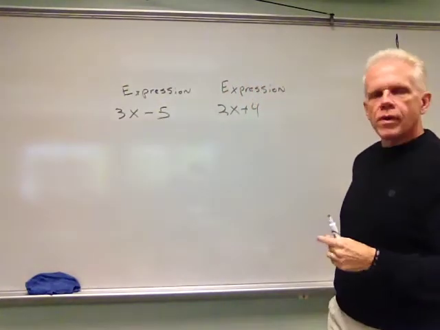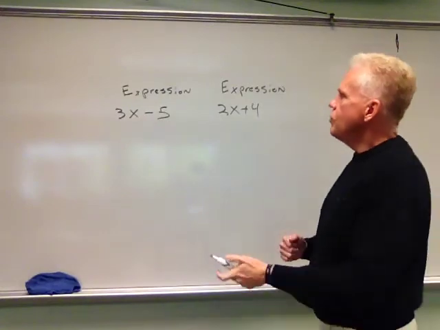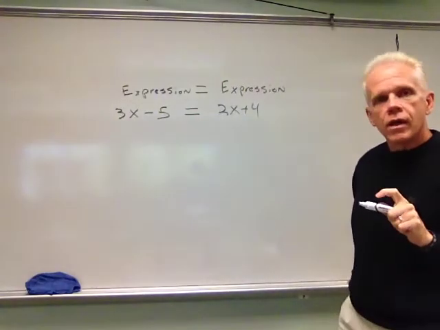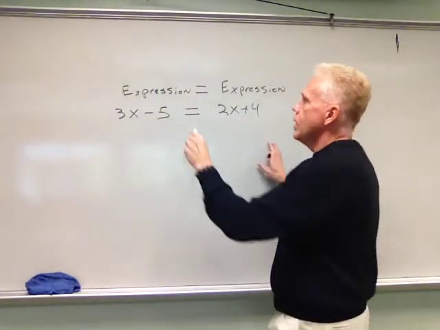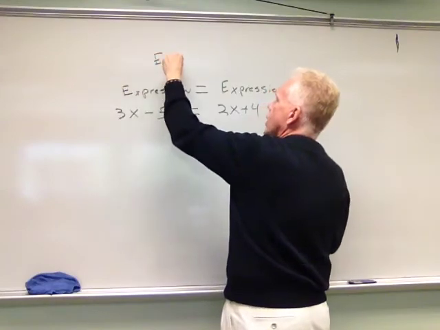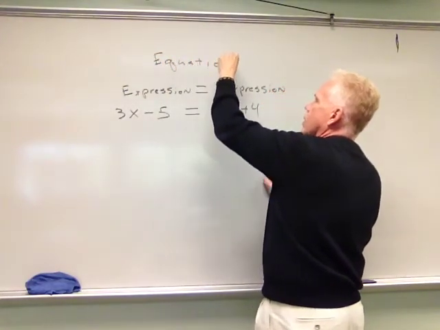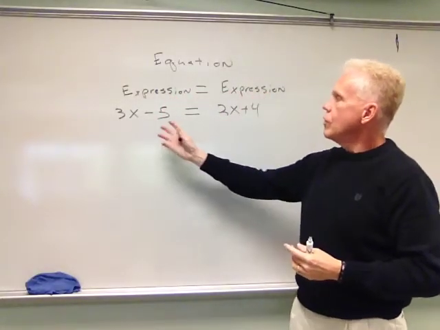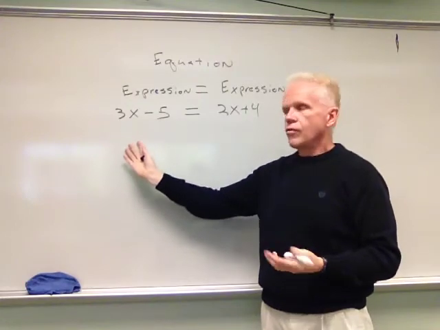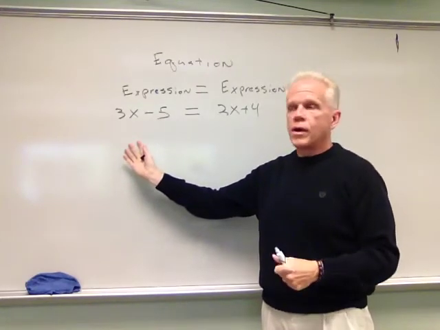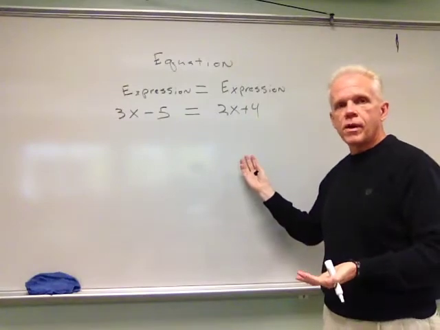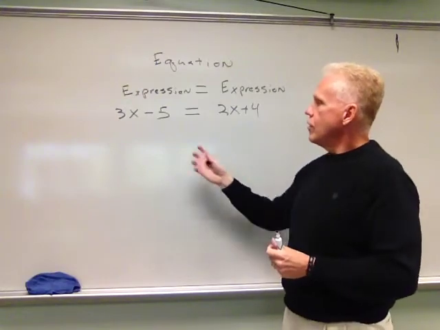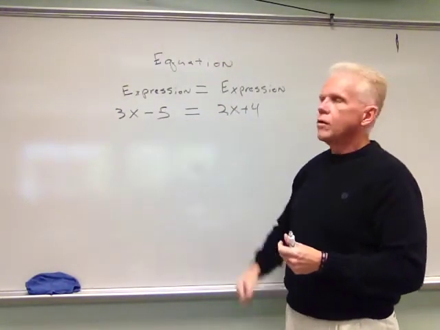All right, so guys, when we have these two expressions right here and we set them equal to one another, what we end up with is an equation. Okay? So an algebraic equation is when you have an expression equals an expression. So you could have standalone expressions, like just 3x minus 5 is a standalone expression, or 2x plus 4 is a standalone expression, or many times, and in fact most of the time with what we're working with, you're going to take two expressions, set them equal, and we're going to call that an equation.